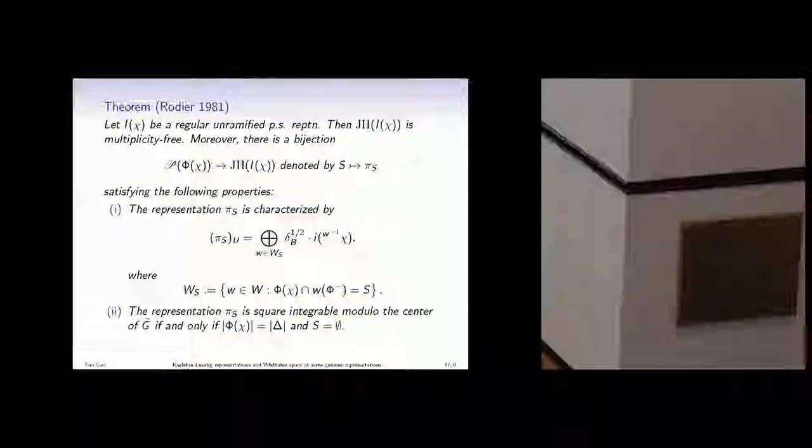You have all those desiderata. If you want a square integrable constituent, what should the situation be? In this case, your set of reducibility should have the maximum possible size, and you should be looking at this constituent attached to the empty set. You also have a characterization of the tempered constituents of this unramified principle series in the same spirit over there. And you know which one is unramified: the top one, so to speak, the one attached to the maximum subset of the set of reducibility.